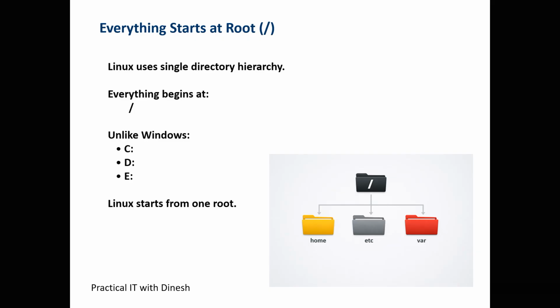Everything starts at root, represented by /. In Linux, everything starts from a single top-level directory called root. Unlike Windows, which has drives like C:, D:, E:, etc., Linux has one root.